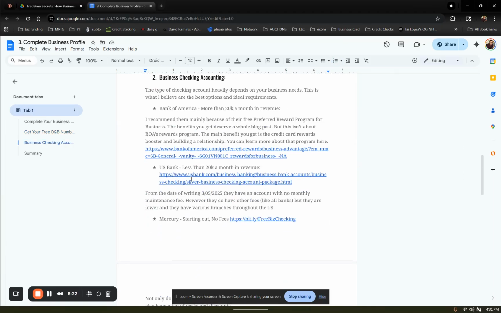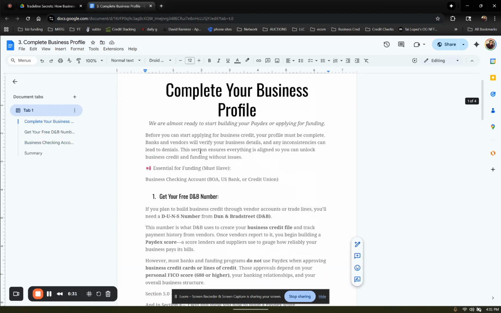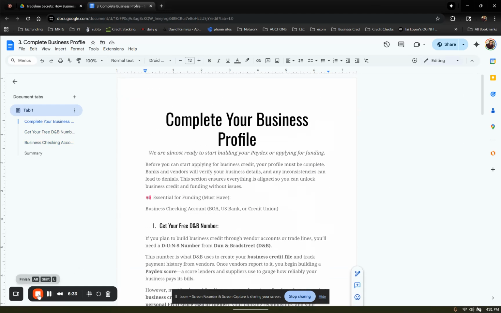And now in section 4, I break down what Paydex is and how to build it. In section 5, I go into all the funding details, like how you can get started on funding. So let's continue.